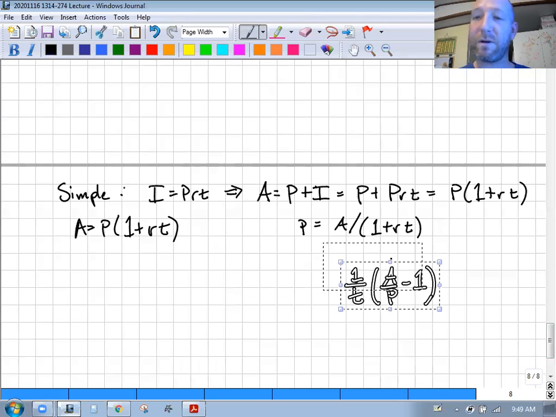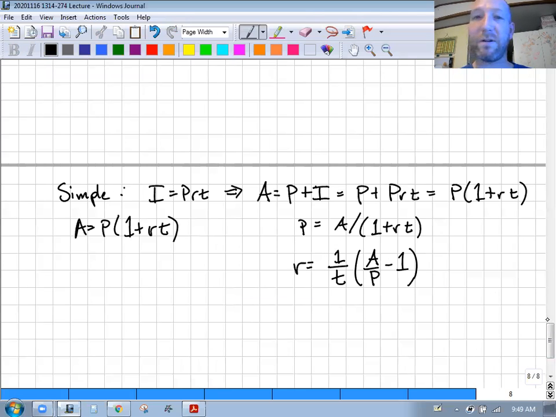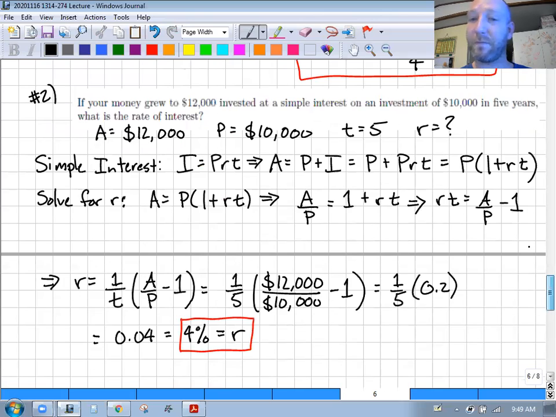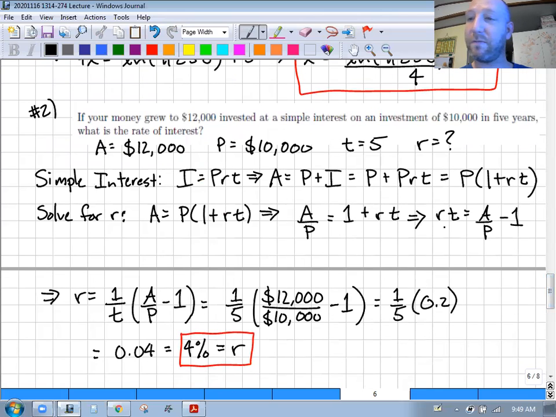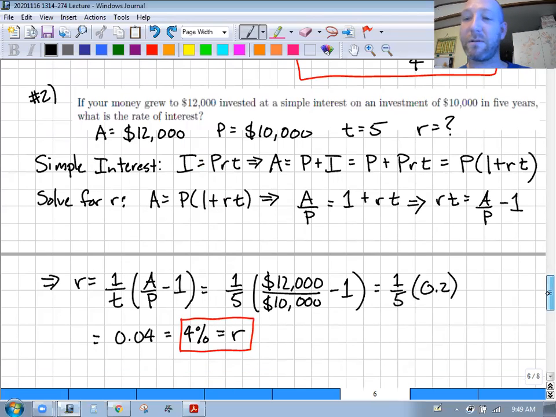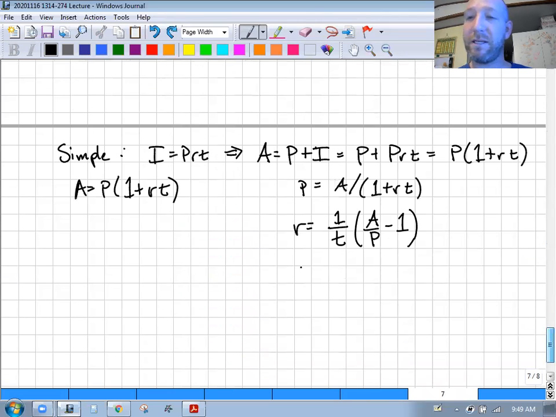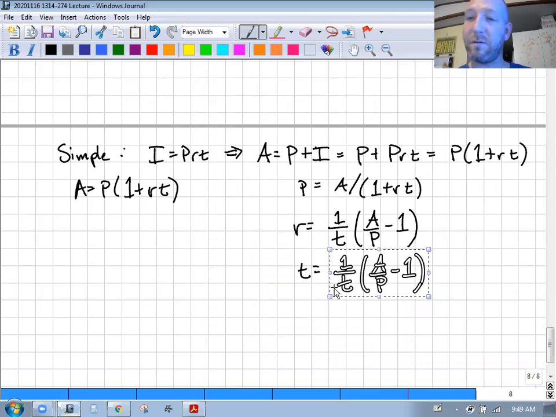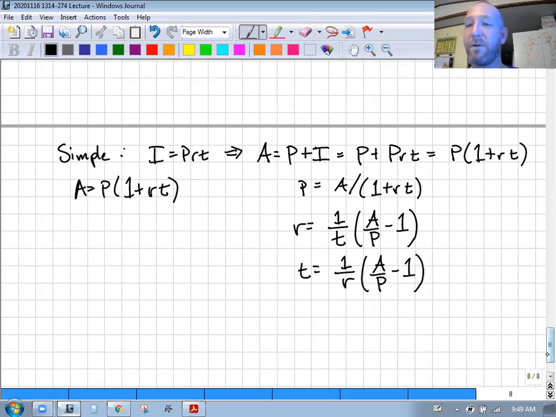That was R. Or if we're going to solve for T, from right here, instead of dividing both sides by T like we did here, we divide both sides by R. So T would be that.